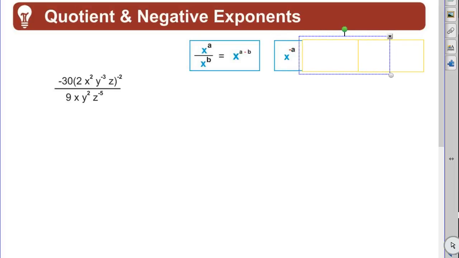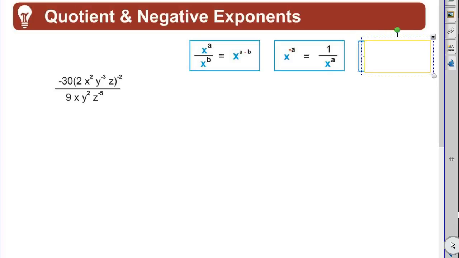About negative exponents. What is x to the negative a? It's important that you understand that that is 1 over x to the positive a. And what I told you guys, if you remember, is take the base with its exponent across the fraction bar, change the sign of the exponent. So here we have a negative a exponent in the denominator. It'll be a positive a exponent in the numerator.